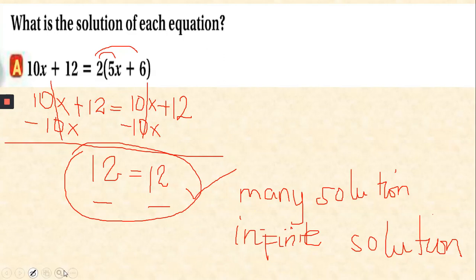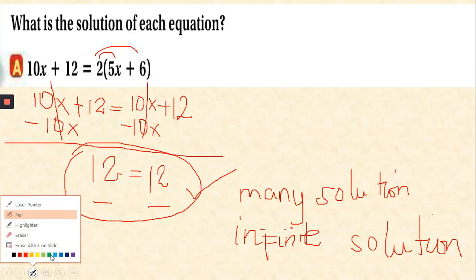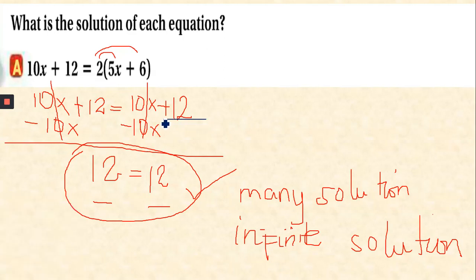Okay. Let us try to go back at this part of the equation. This part. Try to observe the left side and the right side of the equation. 10x plus 12. 10x plus 12. Are they identical? Are they the same? Yes. So if you encounter this kind of equation, the left side is just the same as the right side, then it means to say that the equations are identical, meaning it has many solutions or infinite number of solutions.